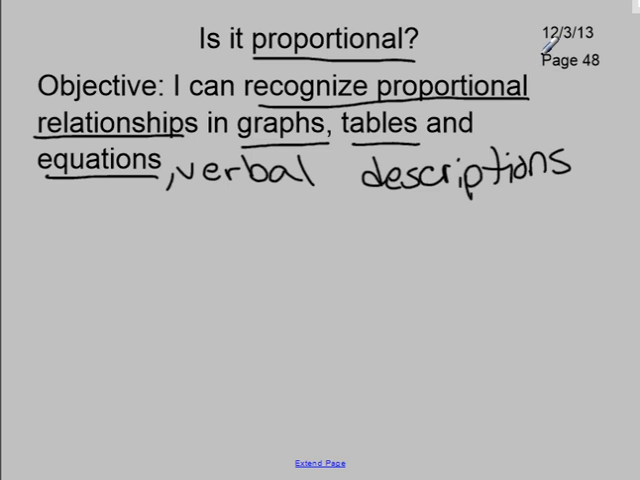So get this written down. Make sure you have the date and the page number as well. Pause the video to get that all written, and then we're going to move on.